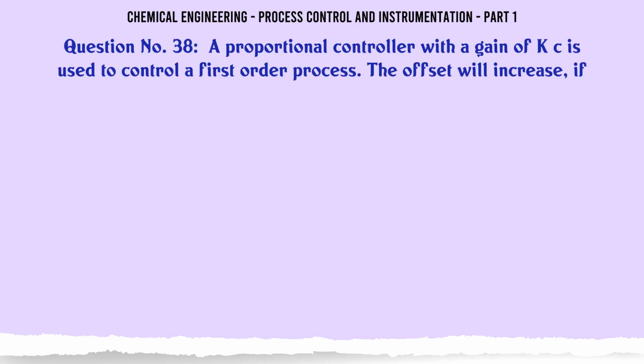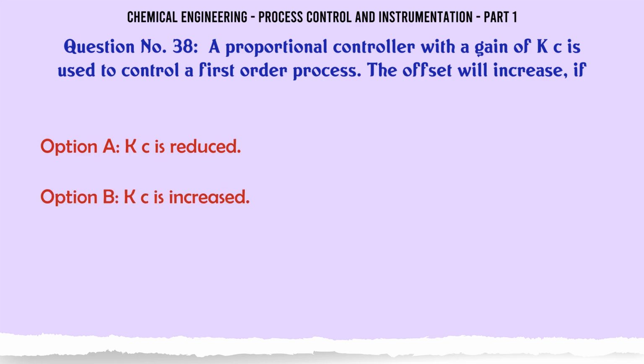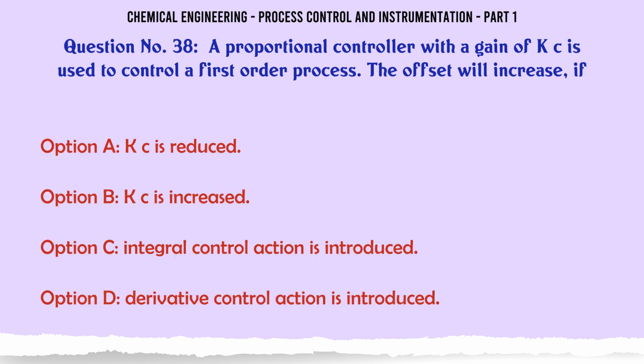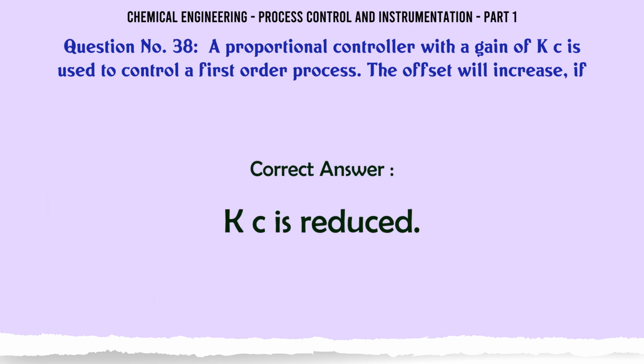A proportional controller with a gain of Kc is used to control a first-order process. The offset will increase if A. Kc is reduced, B. Kc is increased, C. Integral control action is introduced, D. Derivative control action is introduced. The correct answer is Kc is reduced.